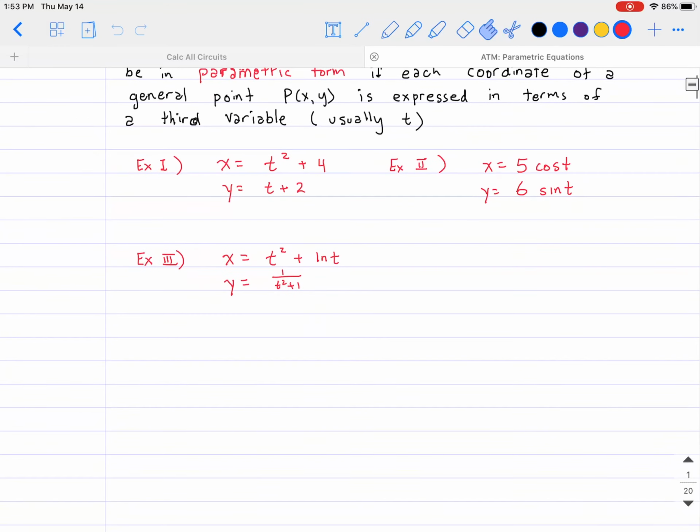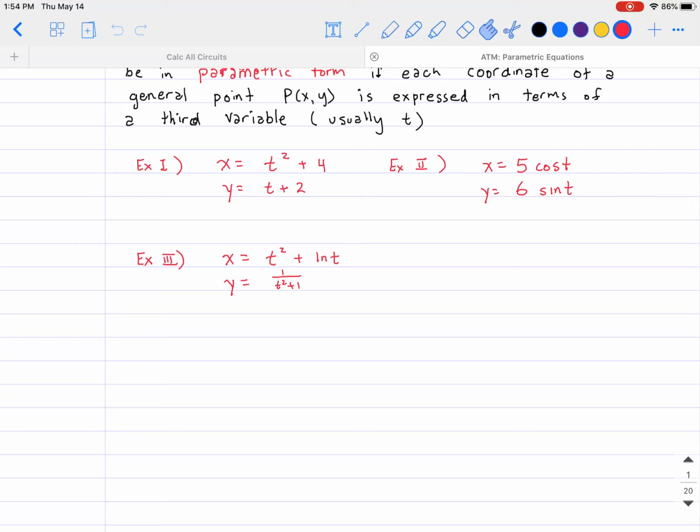Underneath over here, you can see that we have three examples of parametric equations. The entire set for each one is the whole parametric equation. You can't have just one equation. In the first case, x is equal to t squared plus 4, y is equal to t plus 2. The second set of parametric equations is in terms of trig functions. And then the last one is going to be a little bit more unique.